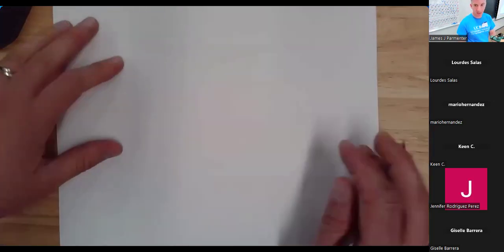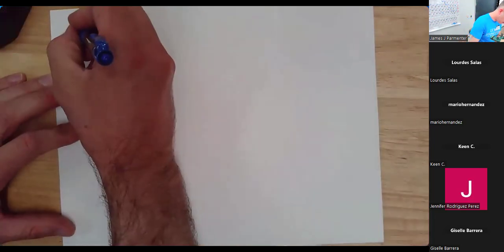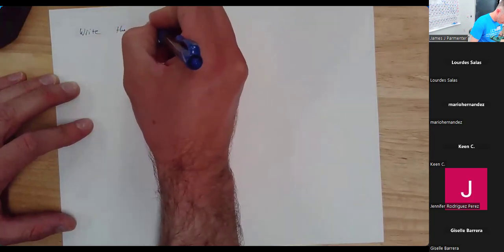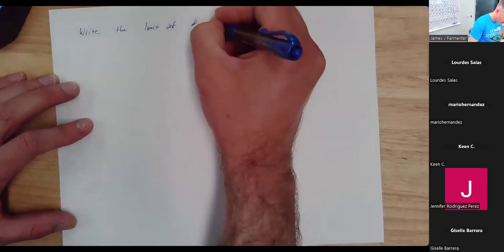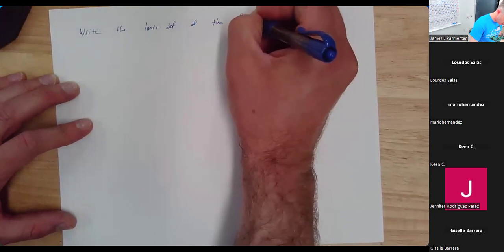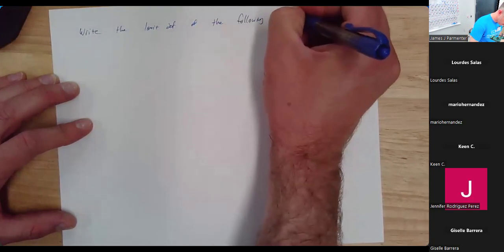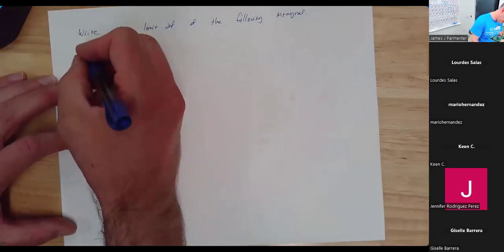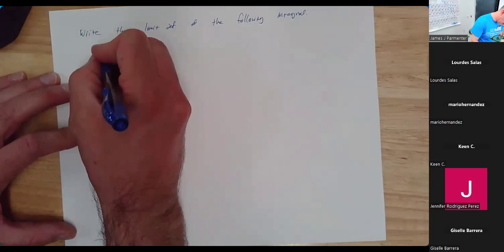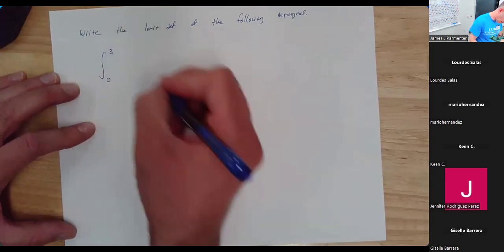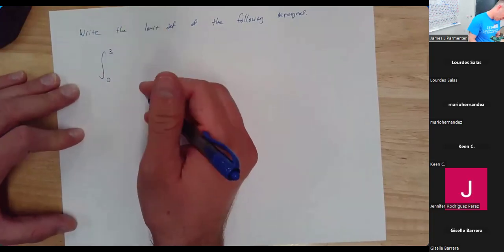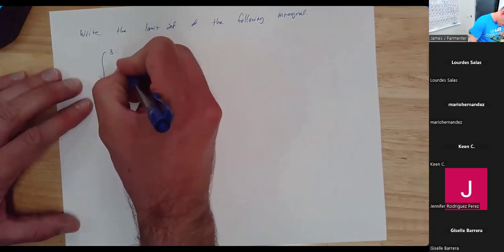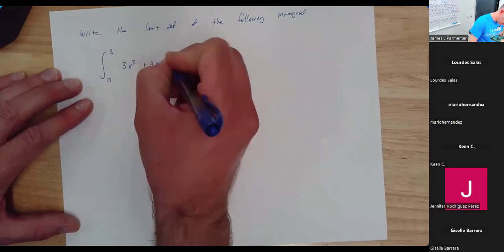So let's say we want to write the limit definition of the following integral. We'll make it easy. We'll say the integral from 0 to 3. Do we want to be linear or quadratic? Fine, we'll go quadratic, but let's make it not terrible, James. 3x squared plus 4x minus 5.